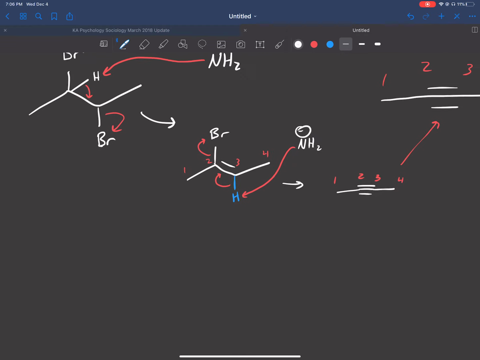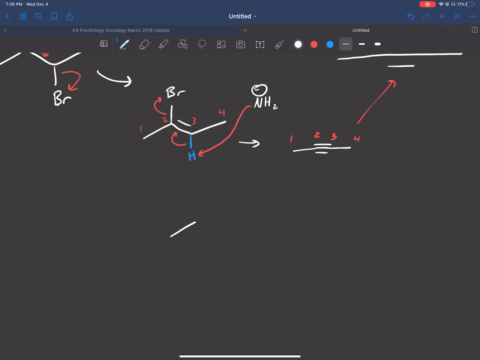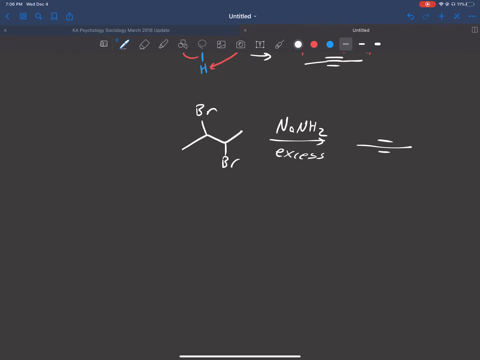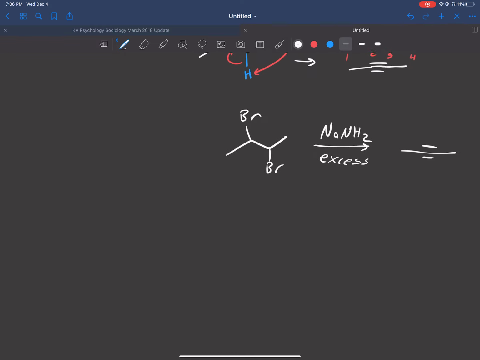And usually when we're dealing with this, you write something like this. So if we had Br, we write NaNH2 over excess because we use more than just one equivalent. And then we get this. So you want to use excess, not just NaNH2.